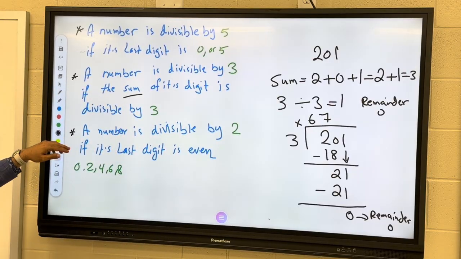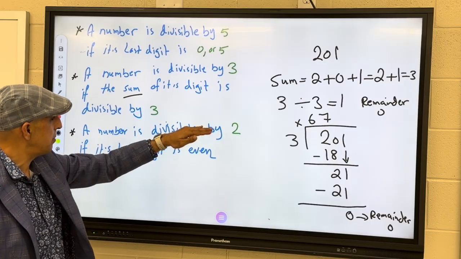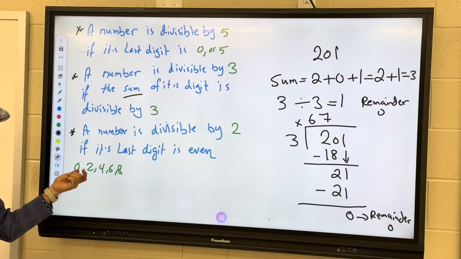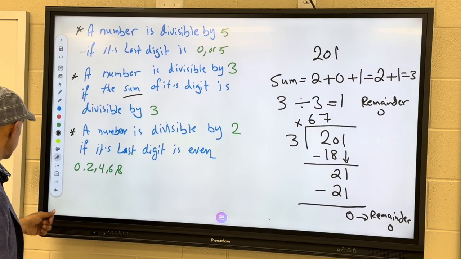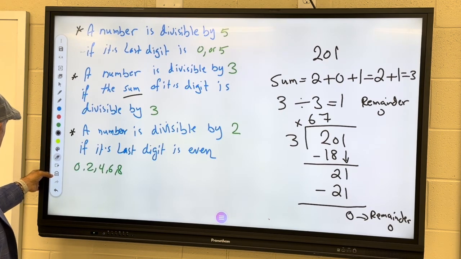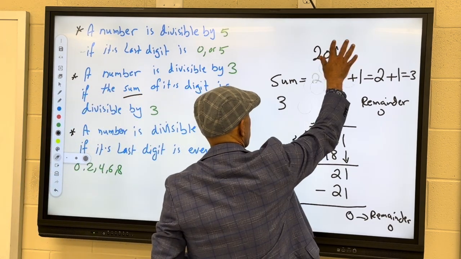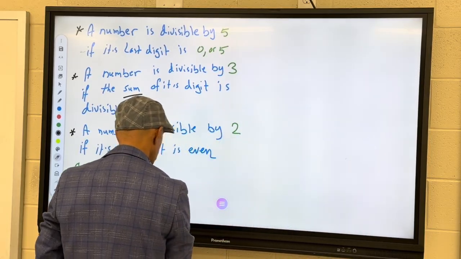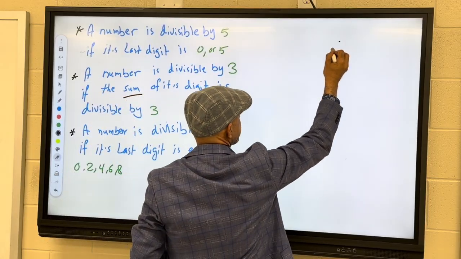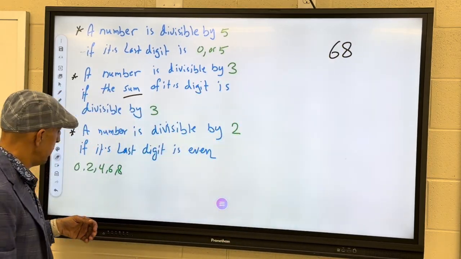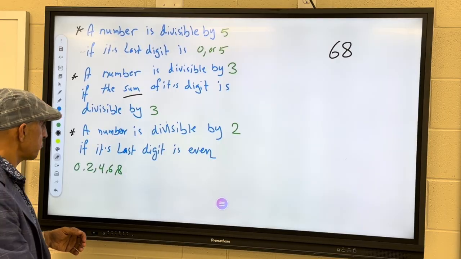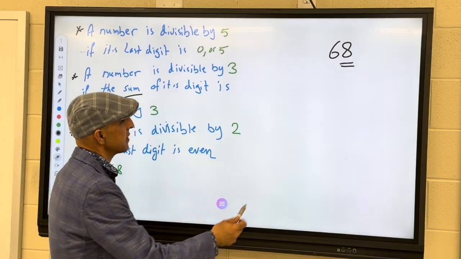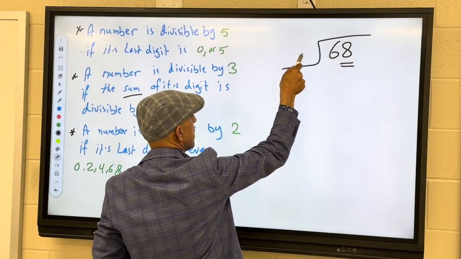The last note is that a number is divisible by 2 if its last digit is even. The even digit could be 0, 2, 4, 6, or 8. For example, if we have the number 68, the last digit is 8, and 8 is an even number, so yes, we can divide 68 by 2.